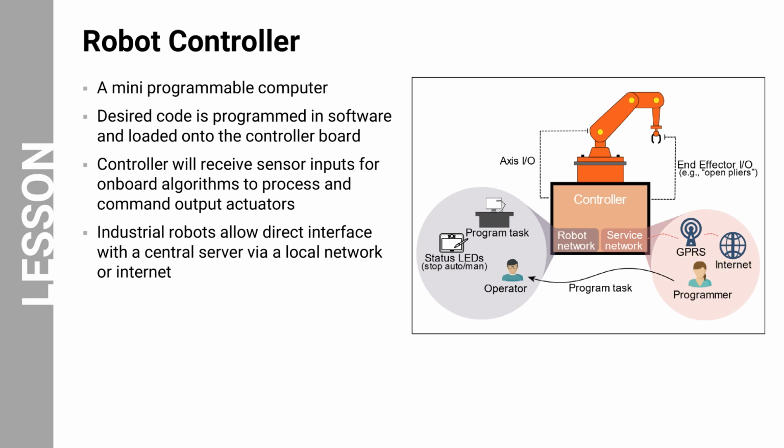In the case of industrial robots, there's often an added layer of complexity. Instead of being limited to a standalone programmable computer, they frequently have connections to a server or an interface. This enables them to connect to a network, allowing us to program or operate them remotely.